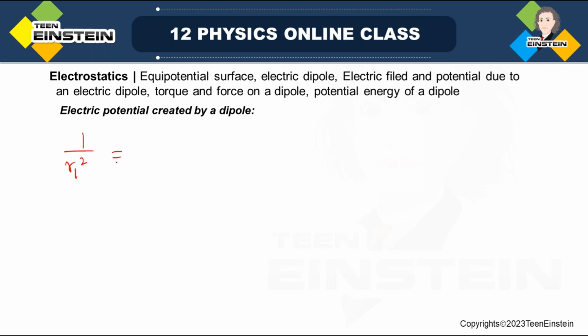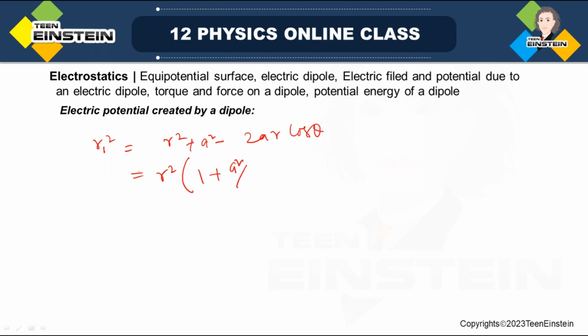see what we have got. First of all, let me write what is R1 square. R1 square is R square plus A square minus 2AR cos theta. If I take R square common, this is 1 plus A square by R square minus 2AR cos of theta divided by R square, right? So it will be A by R.